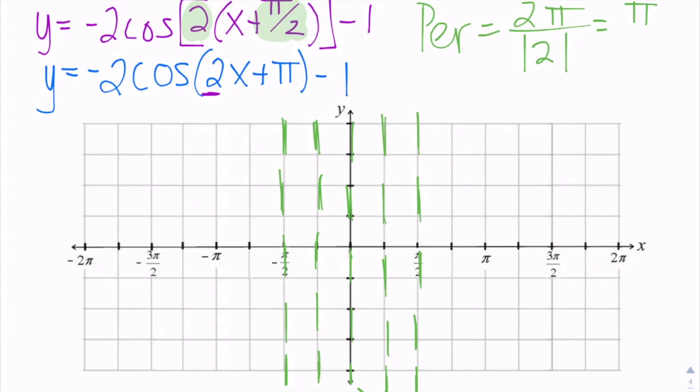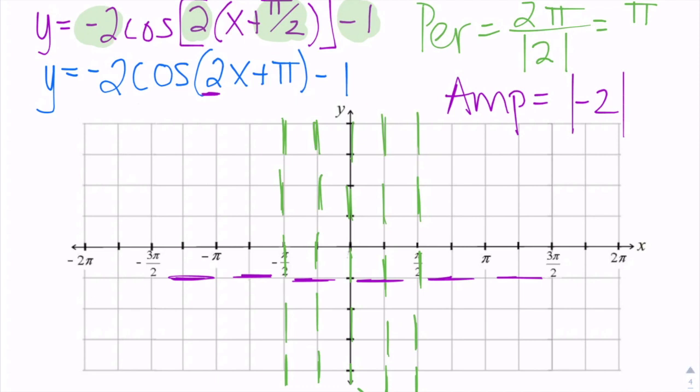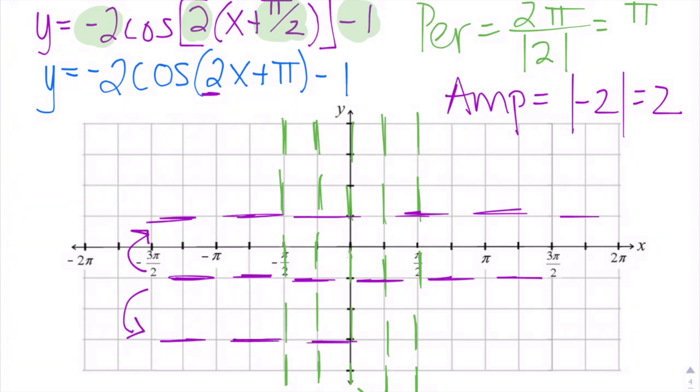And then also here, this minus 1 is shifting our midline down 1. So our midline is going to be right here at -1 now instead of on the x-axis. And then we also know, according to this -2 in the front here, the amplitude of our graph is equal to the absolute value of that -2, so it's 2. So our maximum value is going to be 2 up from our midline, which is at -1, right here at positive 1. And our minimum value is going to be 2 down from that midline, which is going to be down here at -3.